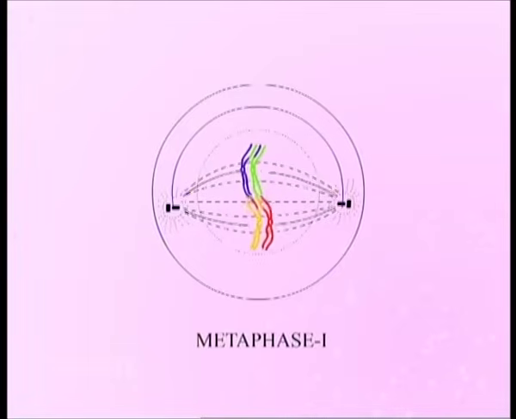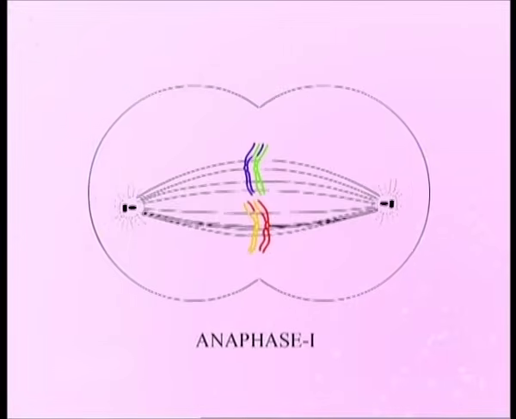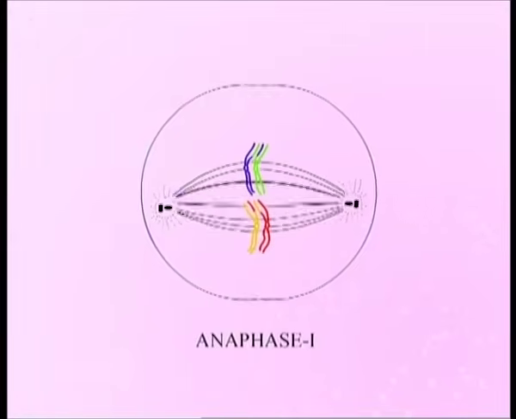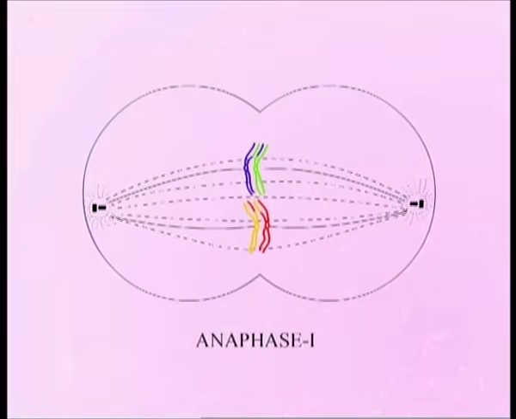The bivalents arrange themselves at the equator. The spindle fibers are attached at the centromere of the chromosomes. In anaphase I, the spindle fibers shorten. The centromeres of homologous chromosomes are pulled along by the spindle fibers towards the opposite poles. There is no division of centromere. Thus, half of the chromosomes of the parent nucleus go to one pole and the remaining half to the opposite pole. Each set of chromosomes that moves to one pole consists of a mixture of paternal and maternal chromosome parts.